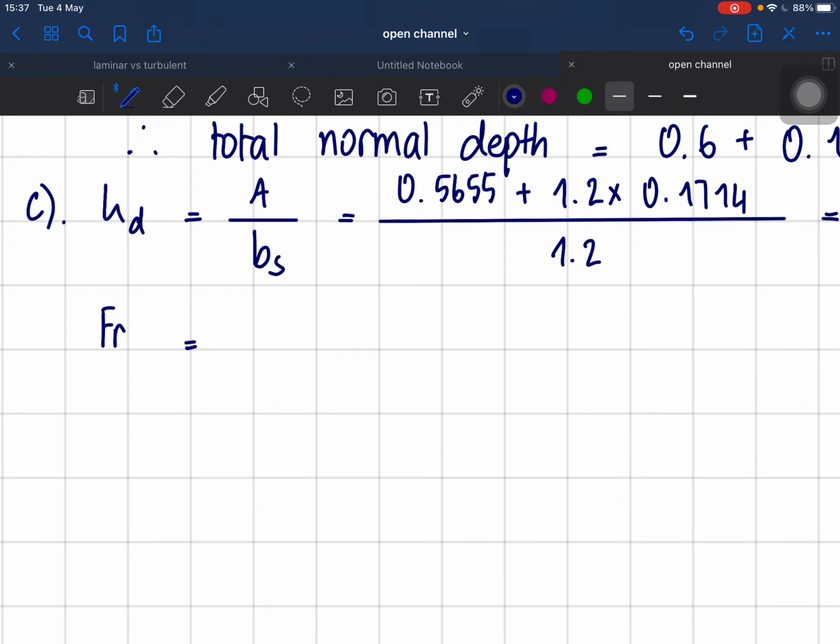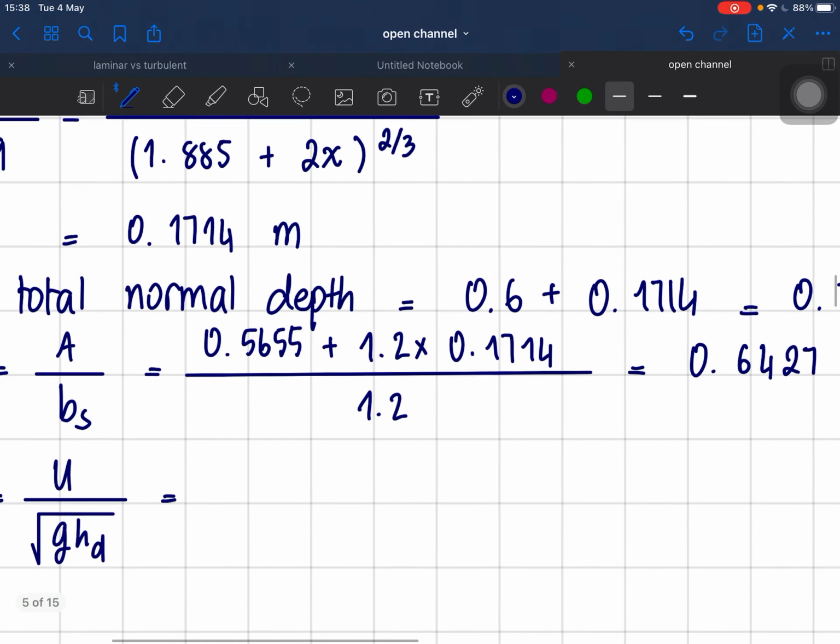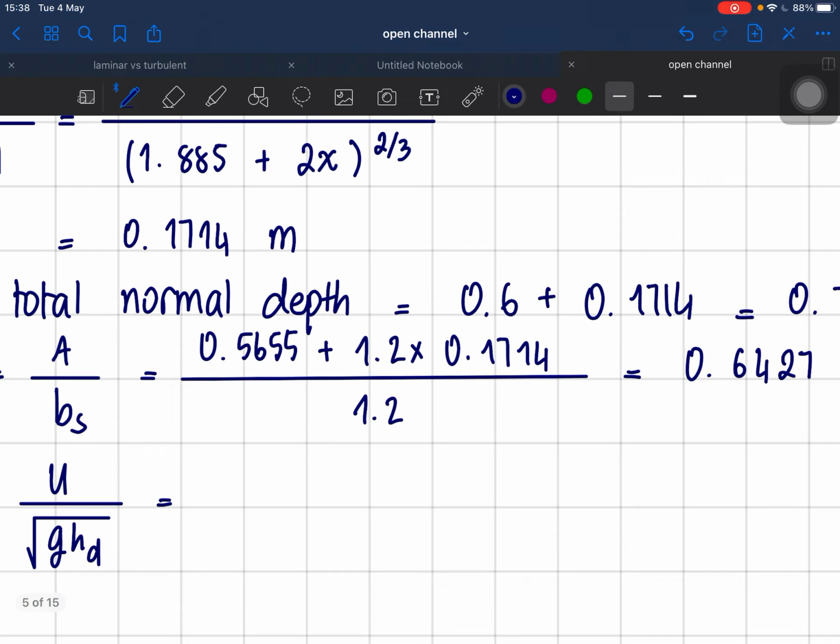Froude, F-R-O-U-D-E, not fruit, F-R-U-I-T. Froude number is V over the square root of g times HD. The HD is the hydraulic depth here. Equals to 3 point. What is 3 point? Where is the answer here?